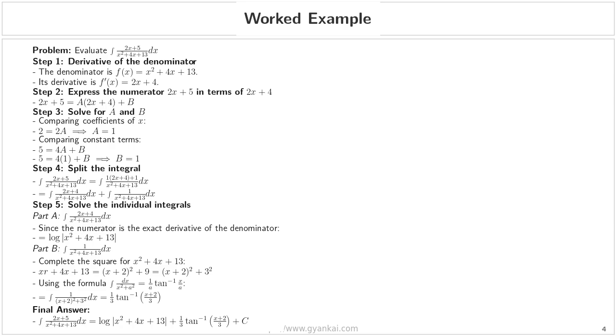Remember, the key is to manipulate the numerator to include the derivative of the denominator, allowing us to split the integral into manageable parts. Don't forget to review the common mistakes we discussed earlier to avoid those pitfalls.